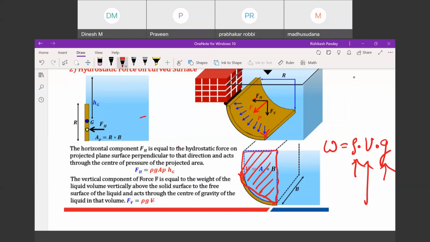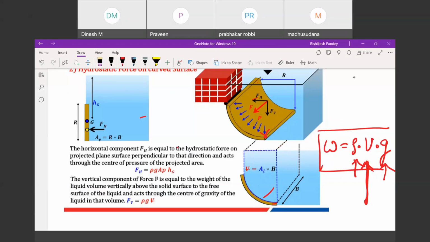Once you calculate this area and multiply with this width b, you will get the volume, and then multiplied by density multiplied by g, this will give you the weight of the fluid above this curved surface. Logically also, this should be the vertical component, because the weight will act vertically downward, so that much vertical force it will exert on this curved surface.